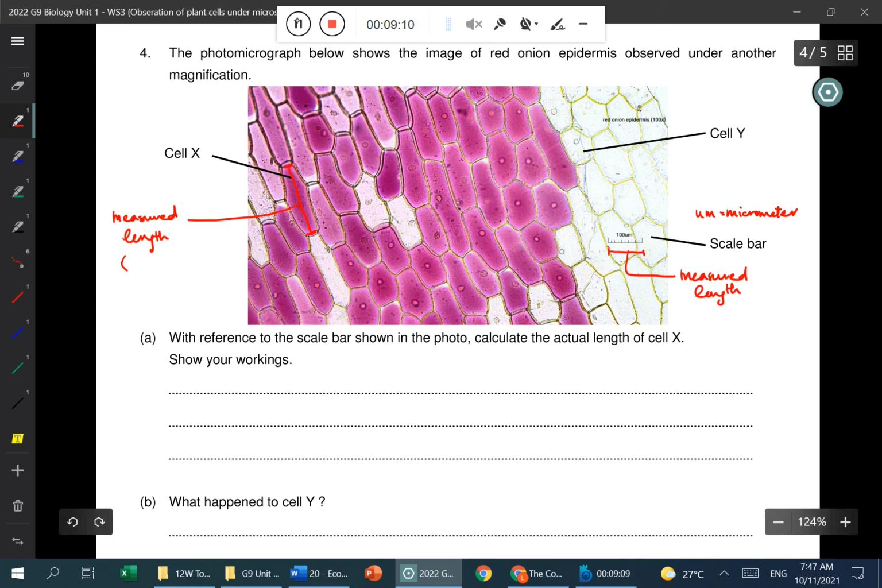So let me say this is XCM for cell X, and this is, let's say, YCM. So before we really set up the calculation, let me explain a little bit in Cantonese, because this would be quite difficult for many of you.